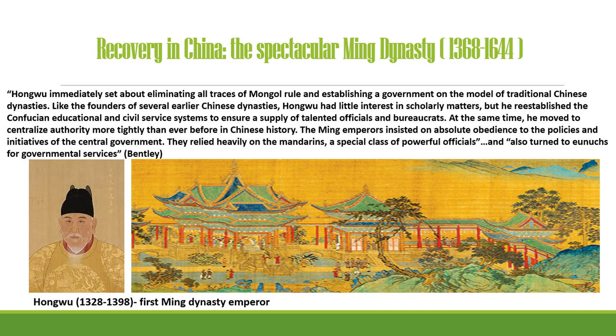So, like the dynasties you've studied already in this class, like the founders of several earlier Chinese dynasties, Hongwu had little interest in scholarly matters, but he reestablished the Confucian educational and civil service systems to ensure a supply of talented officials and bureaucrats. At the same time, he moved to centralize authority more tightly than ever before in Chinese history. The Ming emperors insisted on absolute obedience to the policies and initiatives of the central government. They relied heavily on the mandarins, a special class of powerful officials, and also turned to eunuchs for governmental services.